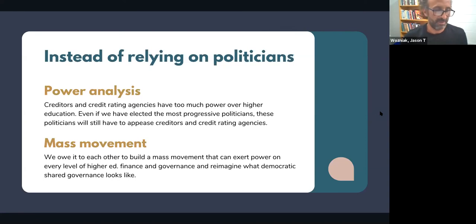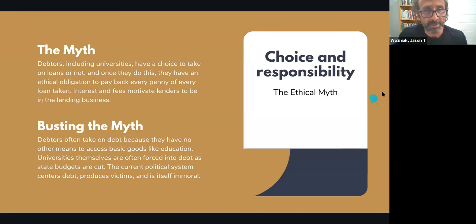These are some of the possible objections I would raise. The ethical argument. Here the myth is, and you hear this all the time against individual debtors, debtors including universities: they have a choice to take out a loan or not. And once they do this, they have an ethical obligation to pay back every penny of every loan taken. Okay, fine. What would the response to that be?